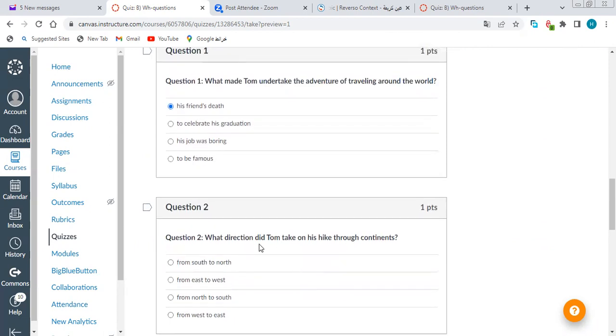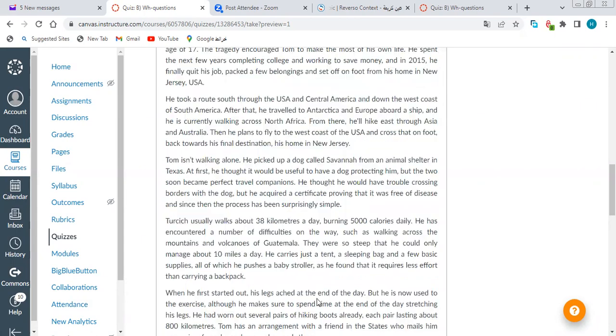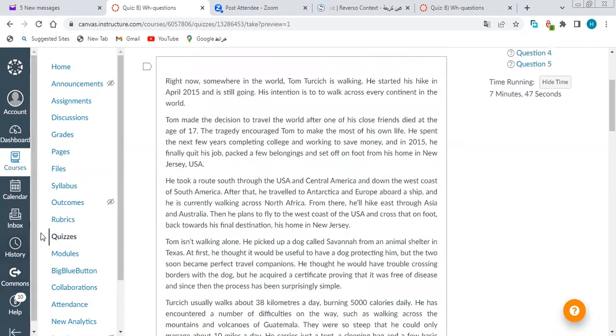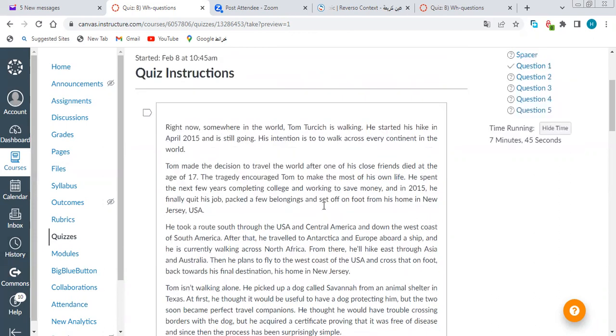What direction did Tom take on his hike through continents? So here I have the keyword direction. From south to north, east to west, from north to south, or from west to east. You can find the answer here, also in paragraph 1, 2, or 3.